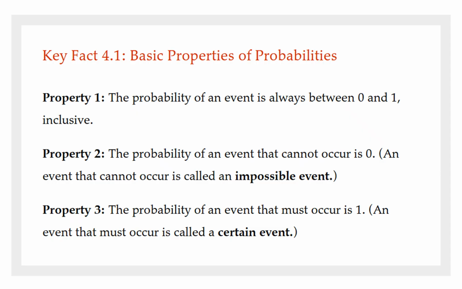Key fact 4.1, basic properties of probabilities. Property 1: The probability of an event is always between 0 and 1 inclusive. So it's not going to be higher than 1, and it's never going to be less than 0. Property 2: The probability of an event that cannot occur is 0. An event that cannot occur is called an impossible event. If it's 0, it's not happening. Property 3: The probability of an event that must occur is 1. And an event that must occur is called a certain event.